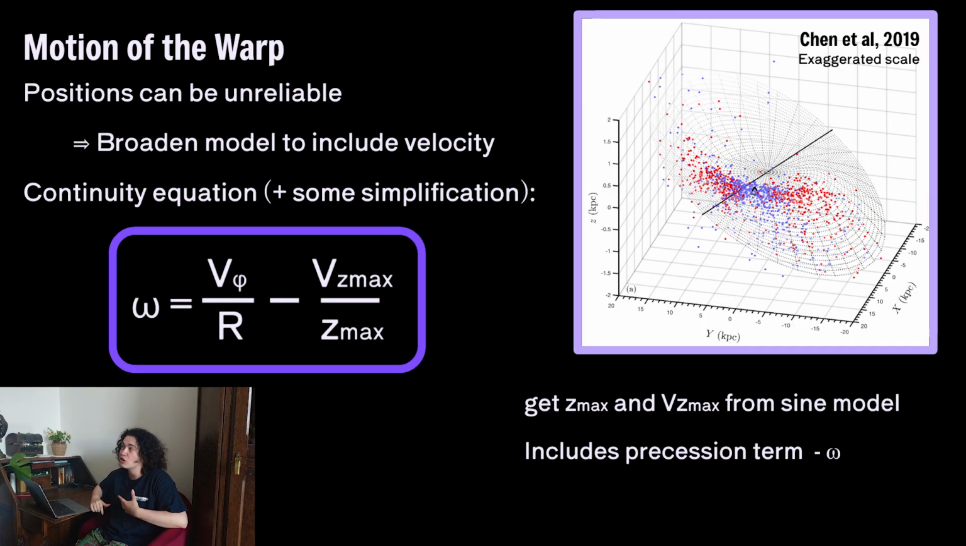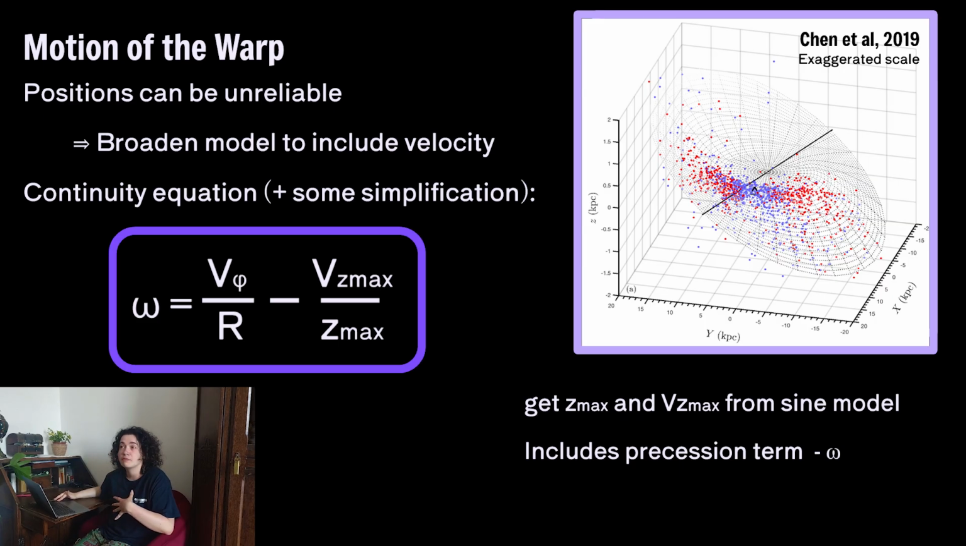So we can use a continuity equation. For this we use the collisionless-Boltzmann equation, the 0th moment of it, which tells us conservation of mass, and we can adapt that to get this really interesting equation, which tells us the precession of the warp is equal to the azimuthal velocity, the circular velocity of the stars, divided by the radius.